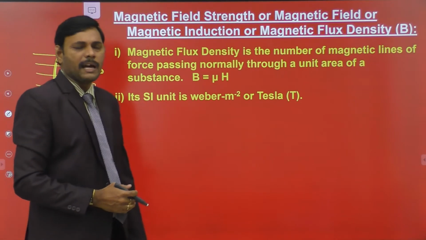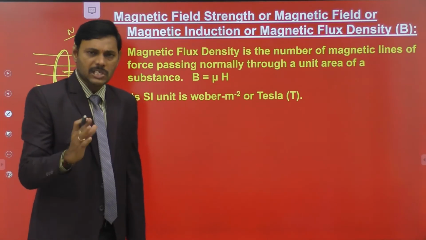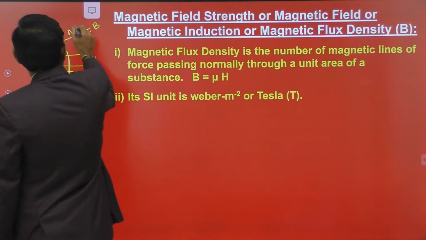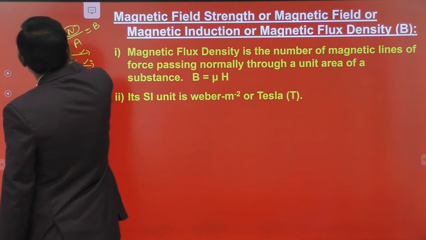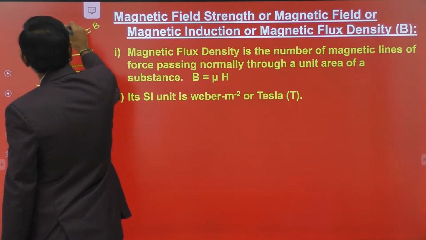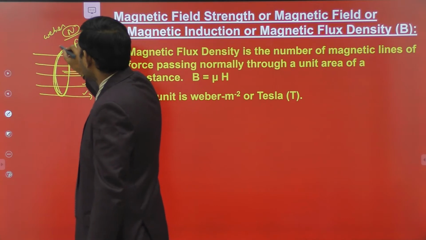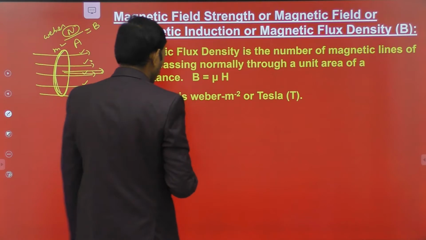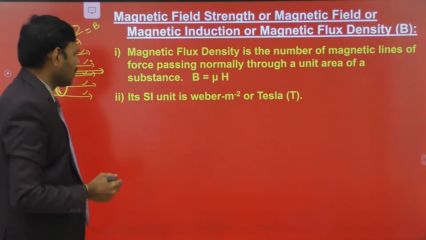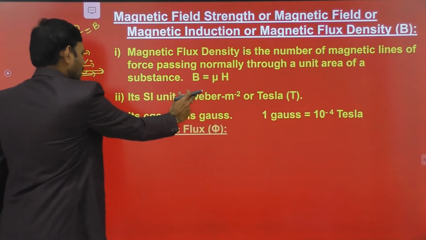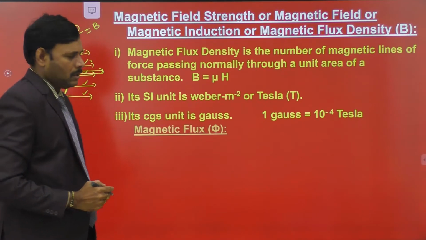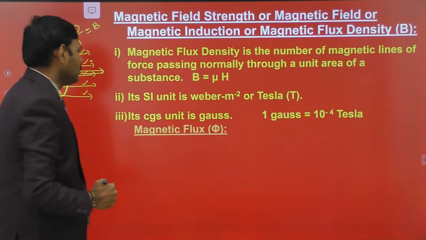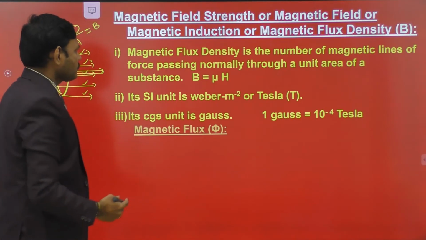The SI unit of magnetic field induction is Tesla, also equivalent to Weber per meter square. Because the number of magnetic field lines has the SI unit Weber, divided by area, meter square, so Weber per meter square, which is equivalent to Tesla. This is the SI unit, and the CGS unit is Gauss. 1 Gauss is equal to 10 power minus 4 Tesla. That is the relation. Then, magnetic flux.